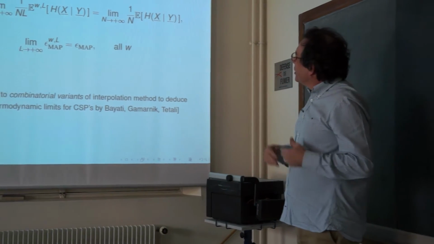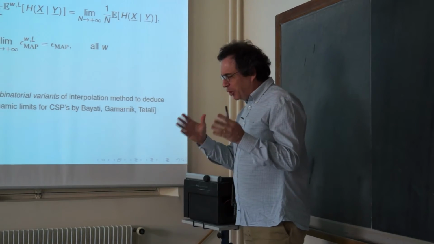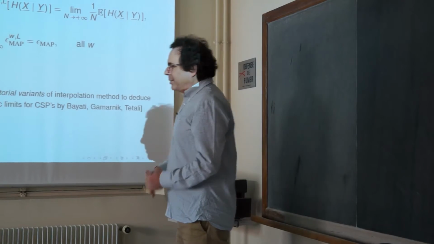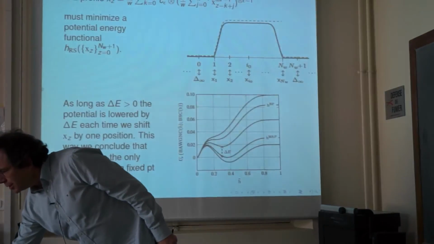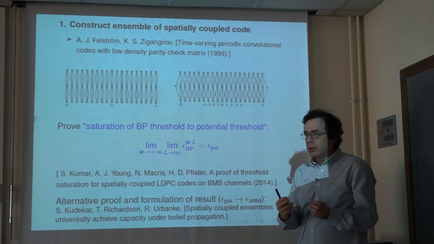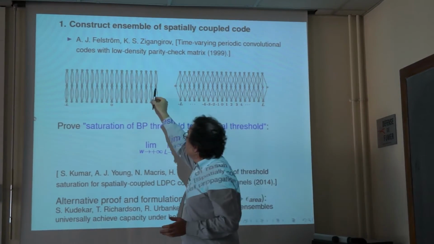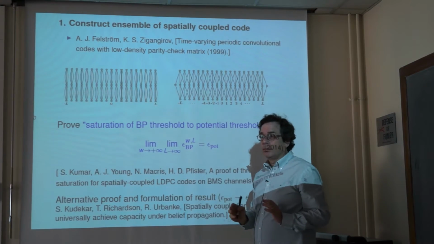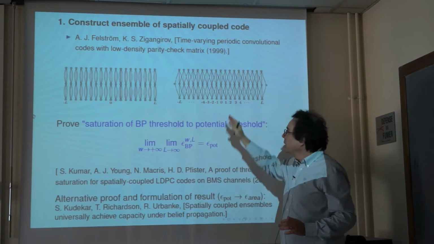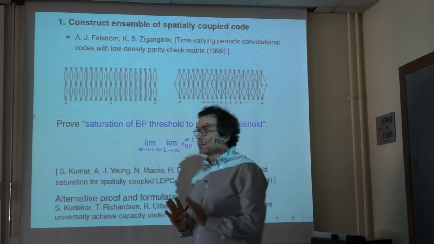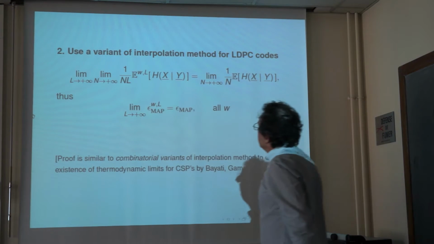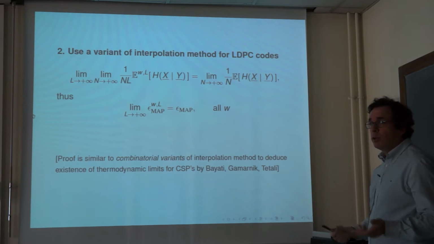Now, the second point is to show that the spatially coupled code here has a MAP threshold that is the same as each individual code ensemble. So when we spatially couple, we improve the belief propagation threshold, but we keep the same MAP threshold. That's the beauty of this spatial coupling, in fact. And how do we show this? In fact, we show much more.